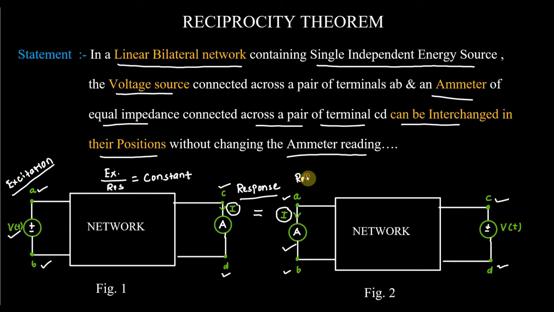So this will be your response, and this will be your excitation. You can see that I have changed the response as well as the excitation, and now it will be response by excitation. So when you find the answer, it will be constant, or you will get the same answer. In that way we have to verify reciprocity. To understand this topic more clearly, I will solve one numerical based on that. I will consider one example, and by using that example, I will again tell you the basic concept of the reciprocity theorem.